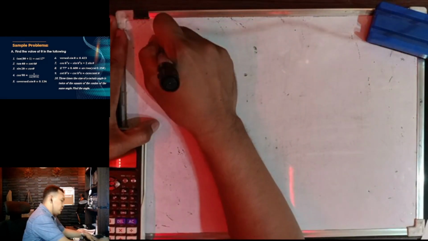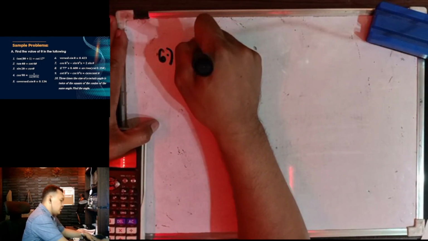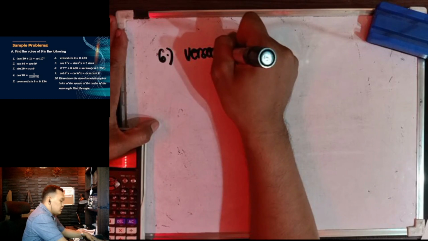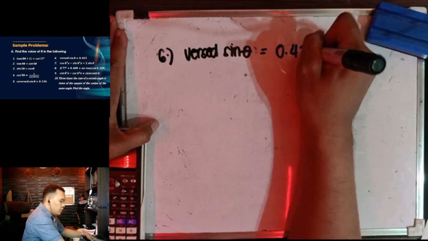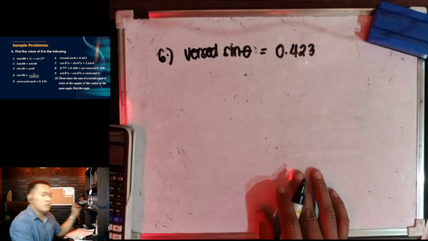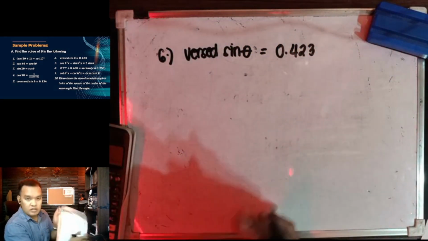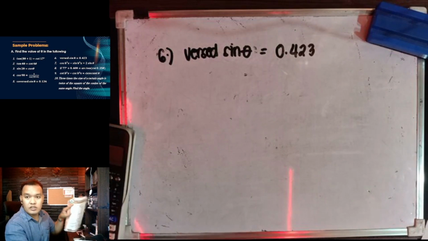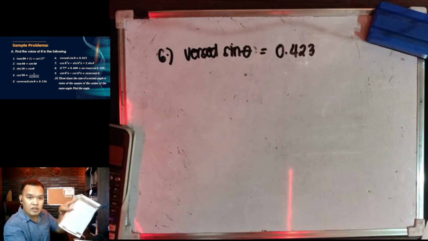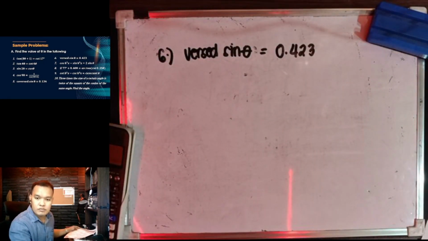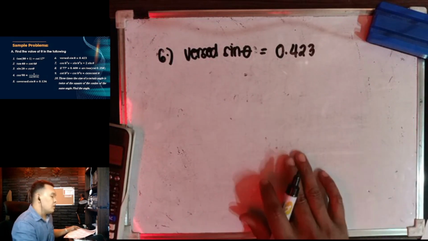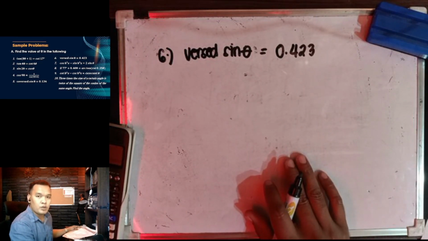Problem number 6 tayo. Problem number 6. We have here first versed sine theta is equivalent kay 0.423. So, checking ulit dun sa natin. Ito. Checking. Ito. May printed ako nung lecture. No? Na pwede nyo naman siyang i-download ito. Okay? So, proceed tayo. We have versed sine theta is equivalent kay 0.423.